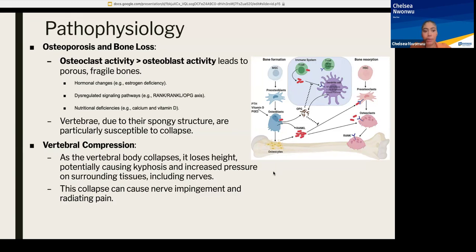And so with the mechanism of vertebral collapse, the vertical loading force exceeds the weakened bone's capacity, causing collapse of the vertebral body. And this leads to a reduction in the vertebral height and a change in the spine alignment, often resulting in kyphosis. And the collapse may compress adjacent structures, including nerves, leading to radiating pain or neurological deficits in severe cases. Next slide.